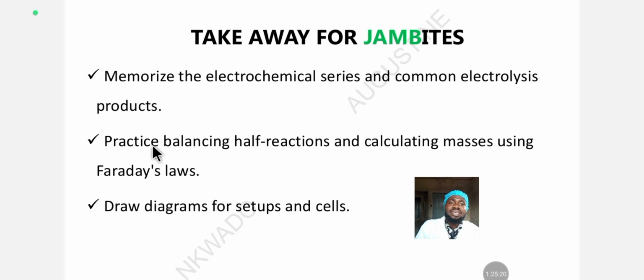The second takeaway here is practice balancing half reactions and calculating masses using Faraday's law. This calculation of masses using Faraday's law, we are going to treat this one. We will start treating calculation in 2 weeks. Okay, in 2 weeks time we'll start treating calculation. I'm going to teach you how to use this one. Already I have taught you how to use it in this video, but I'm talking about practicalizing it.